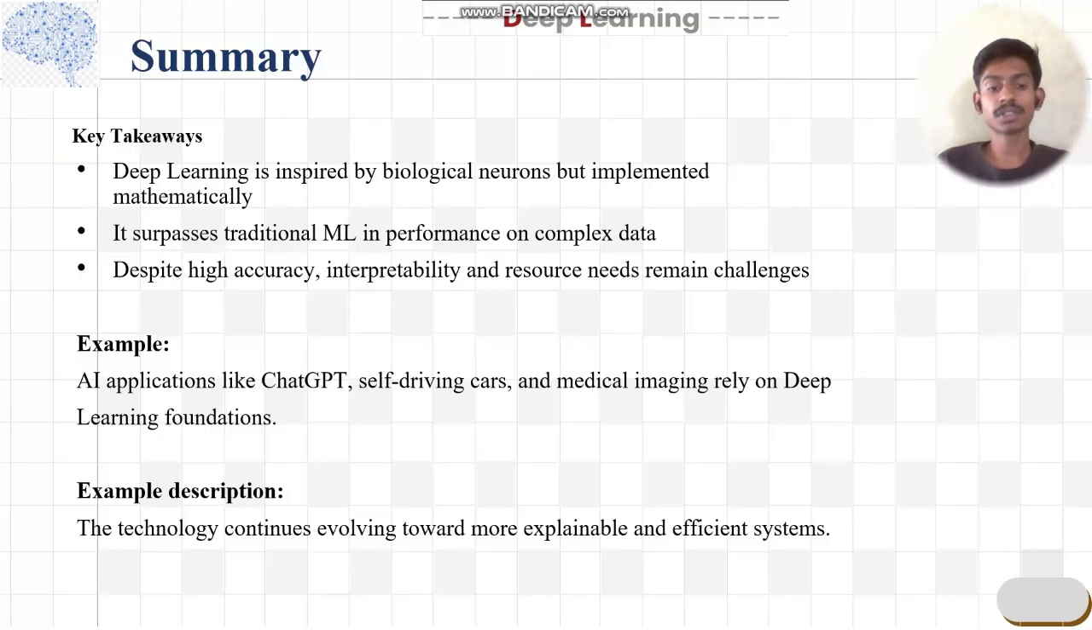So an example is AI applications like ChatGPT, self-driving cars, and medical imaging rely on deep learning foundations. And the example description is that the technology continues evolving towards more explainable and efficient systems. Like I told you about the black box problem, now we are putting our efforts to counter that black box problem. And with time, these deep learning systems will evolve and will be able to produce very good outputs based on very high context and very good real world data.